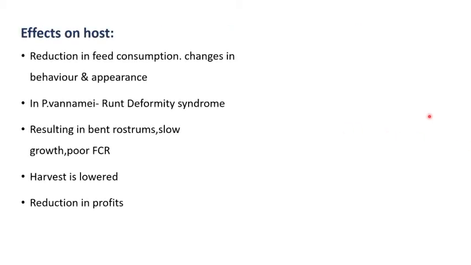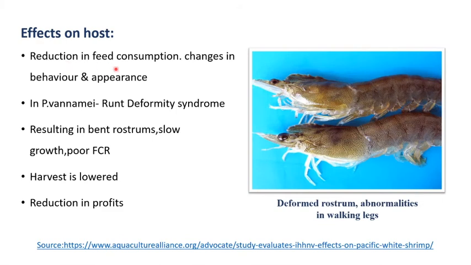Effects on the host: reduction in feed consumption, changes in behavior and appearance. In Penaeus vannamei, the IHHN virus causes runt deformity syndrome, resulting in a bent rostrum, slow growth and poor feed conversion ratio. As a result, harvest is lowered and there will be a reduction in profits. So we can see in this image the vannamei, the deformed rostrum and abnormality in walking legs can be observed.